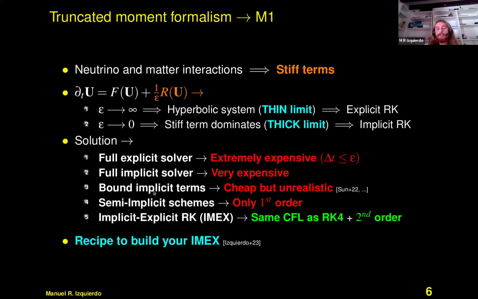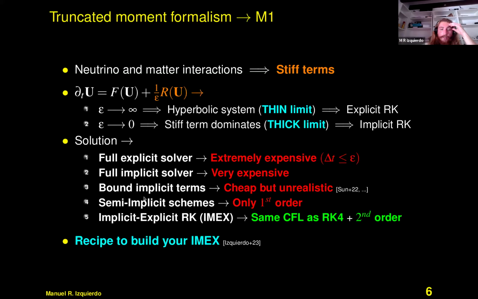Another approach would be to bound some implicit terms, which would mean to try to rescale them in order to not have stiff equations. This is a cheap solution, but it's not realistic, and it goes against the nature of the community of trying to make these simulations much more accurate. I'm presenting here a neutrino transport method, but there are also other parts, like for example, all the groups in charge of these neutrino interactions, that are also really, really important. And we are all trying to go forward to more accurate simulations.